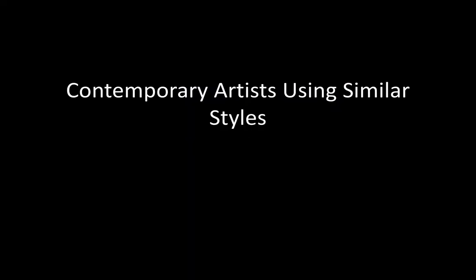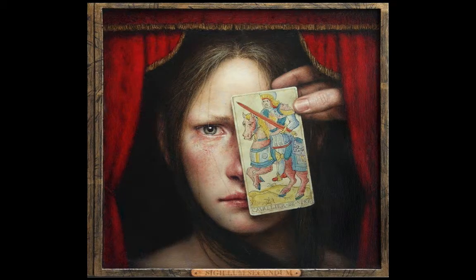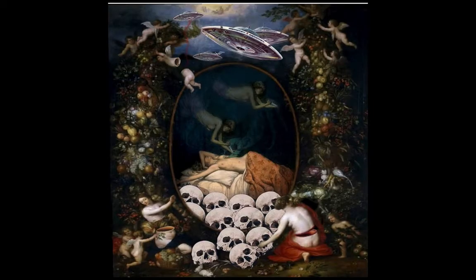Now we're going to look at some contemporary artists that use similar kinds of surrealistic styles. Some of them are composited together as paintings. Some are composited together as actual photographs. So just understand these are a variety of different methods and media that are used to create these, but creating new spaces with elements that you don't necessarily expect to be in those spaces together.